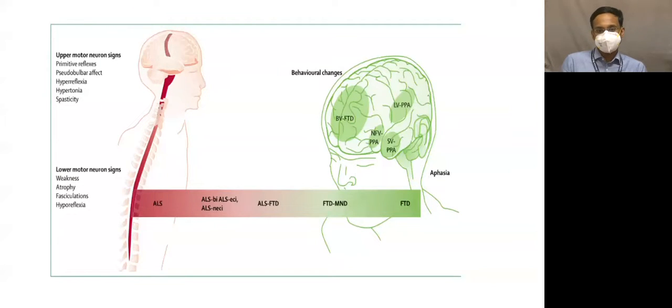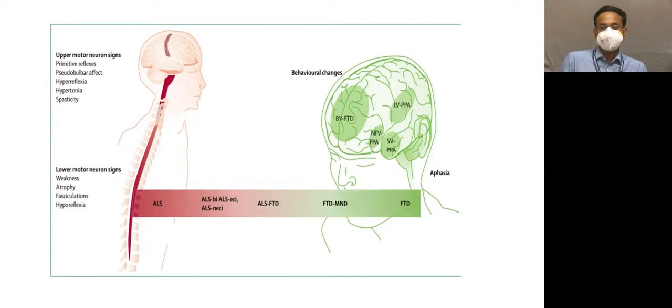So these are the important history that we would like to elicit. Are we getting choking more? Are we getting regurgitation more? Is there a dysphonia, or is there a hoarseness in the voice that has happened over time? Because these are all adjacent regions anatomically. So hoarseness of voice and speech progressively becoming unclear.